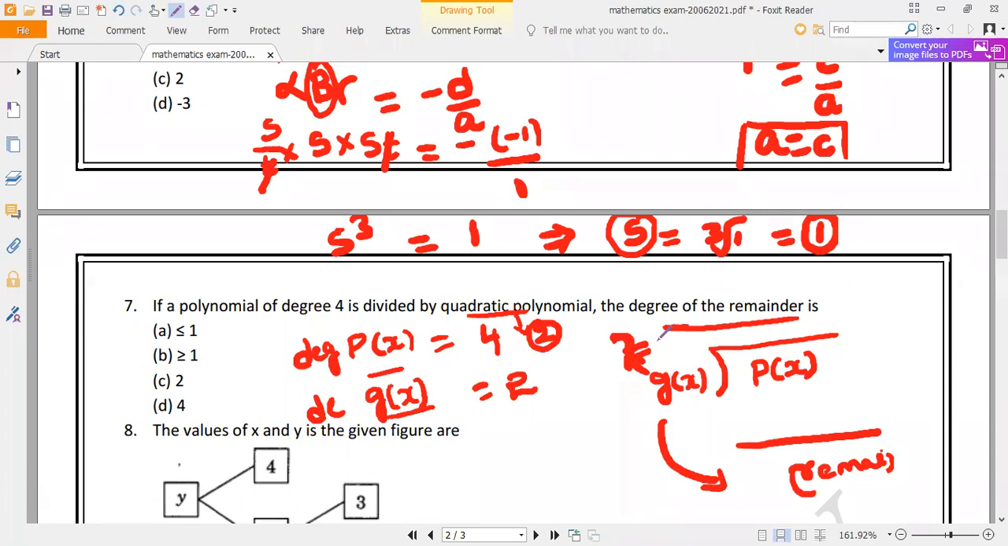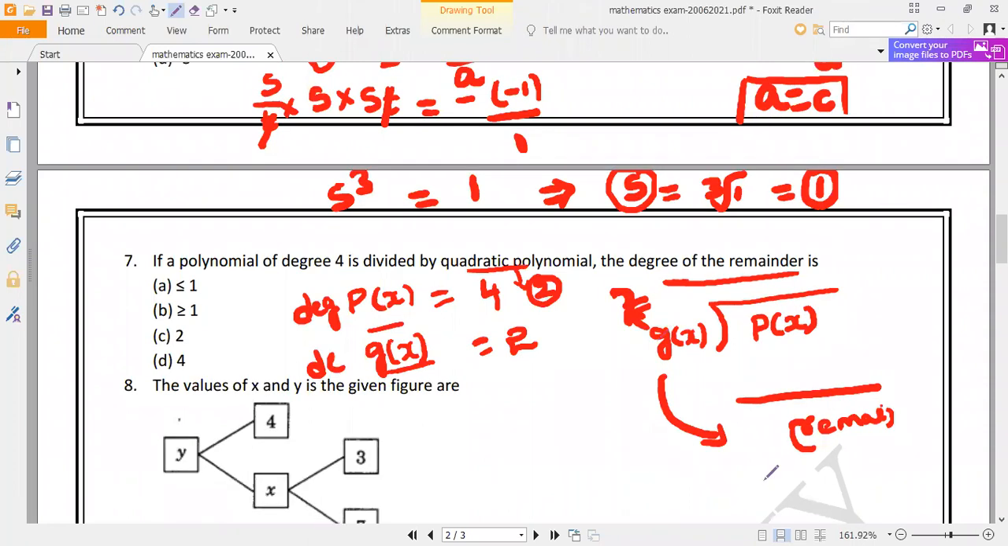Less than 2 means either 1 or 0, correct? So which option is correct? Minus 1 is not possible, because b is greater than or equal to 1. So this means 1, 2, 3 and so on. Our remainder is less than 2. Do you understand? The remainder degree is always less than the divisor degree.